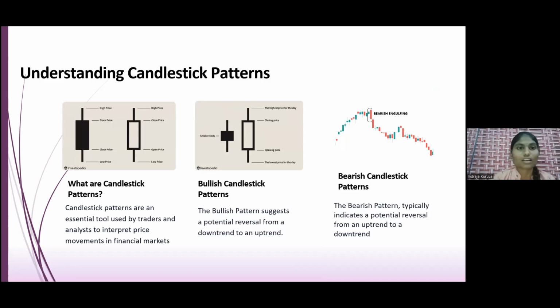There are two types: bullish candlestick patterns and bearish candlestick patterns. A bullish pattern happens when the market is going down. For example, if a stock has been steadily declining and then forms a bullish pattern, this can be a signal for traders and investors to consider a potential buying opportunity.